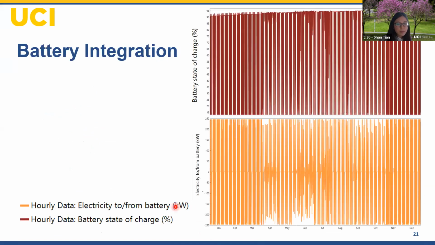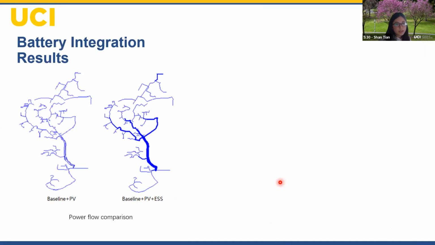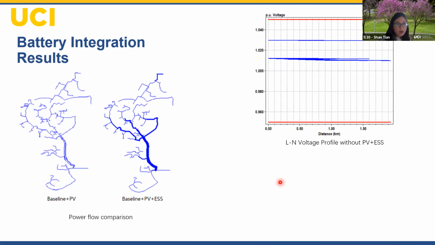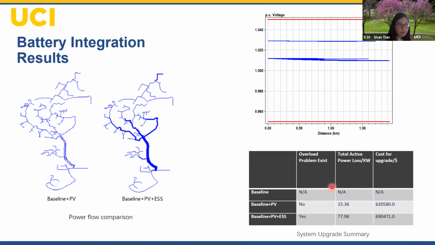The battery capacity is determined to be 585 kilowatt hour, with a power capacity of 292 kilowatt. After installing the battery system, we saw an increased imbalance of the power supply and demand relationship, as shown on the left. On the right, we can clearly see that the total active power loss increased drastically after installing a battery system. And we believe that the benefits of batteries may not justify the power loss it causes.